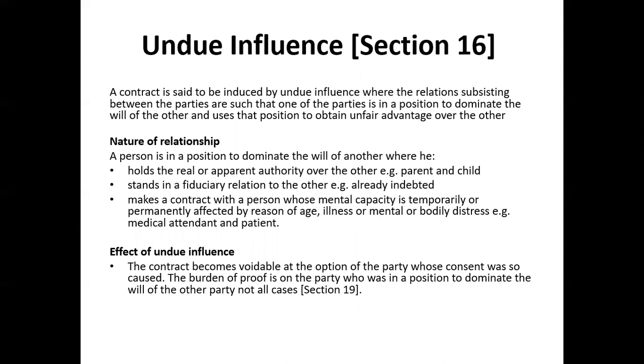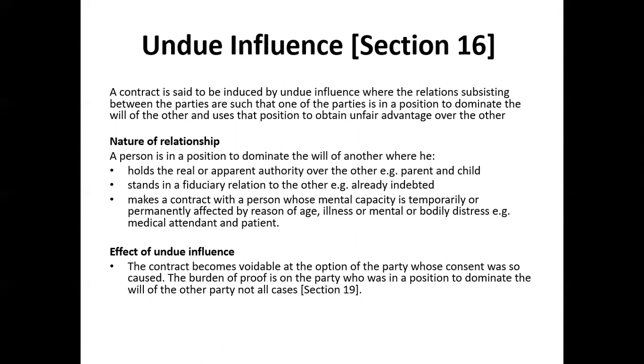The first one is that there should be a real or apparent authority over the other, for example, parent and child. Parents have a real authority over their kids. An employer has a real and apparent authority over the employee, and a teacher over their students as well. The second is that it stands in a fiduciary relationship to the other, that is, the other is already indebted. Students are required to get their grades from the teacher, or an employee has to get their salary. There will be an issue in the future that they may lose their job if they do not work for the employer. So there should be a fiduciary relationship.